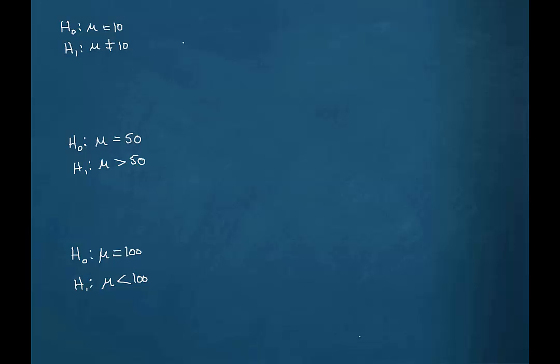We have here three examples of some hypotheses. We have our null hypothesis and our alternative hypothesis. Here we're stating that the population mean is equal to 10 in the null hypothesis, and the alternative hypothesis is that it is not equal to 10. Now let's go through a little bit of logic here and think about what happens with these different types of hypotheses.